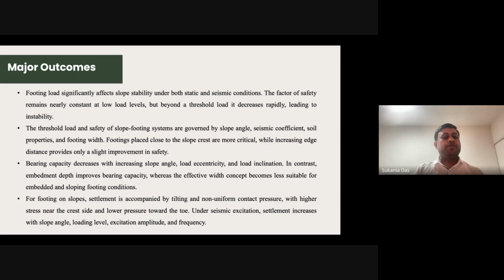And then for the footing on the slope, settlement, tilting, and non-uniform contact pressure or stress beneath the footing, cross side and lower side, I have just presented. So those are also important points you can take, whether you are an engineer or a researcher or undergrads or grad students. This can be a further scope for your research or investigation.